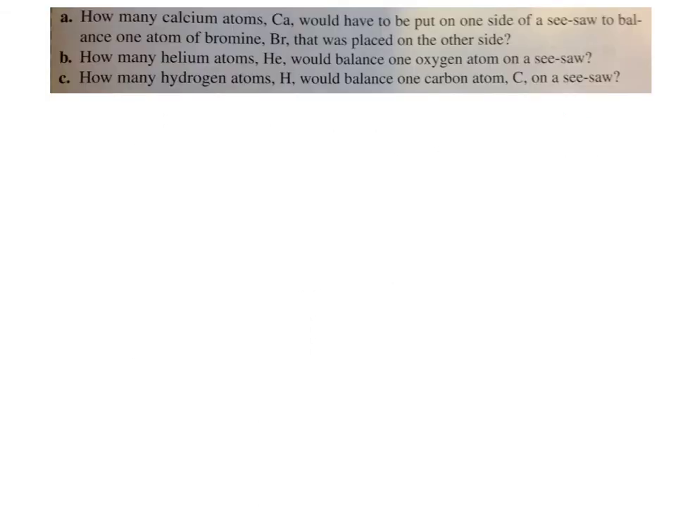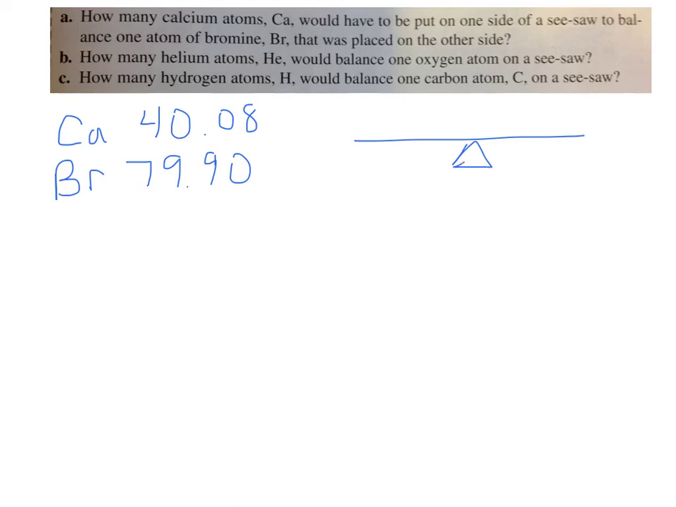Okay, we have for a practice problem here, how many calcium atoms, and calcium is 40.08, would have to be put on the seesaw to balance 1 bromine, which is 79.90 for the mass, and you can look these masses up on the back. You can see real quickly 79.9 is basically 80 and calcium's 40, so it would take twice as many calciums to make bromine. So here we are on our teeter-totter, and we've got bromine on this side, and he's a heavyweight, so I'm going to need to put 2 calciums on this side to balance it out. So this is our answer for A.